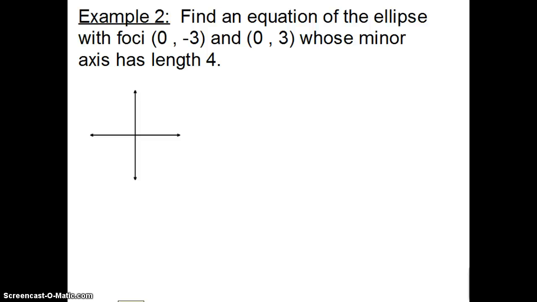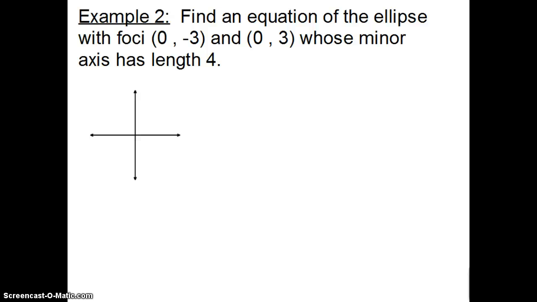This one says find an equation of the ellipse with foci 0, negative 3 and 0, 3 whose minor axis has a length of 4. So this time we're asked to write an equation with that given information. We're given the two foci and the length of the minor axis.